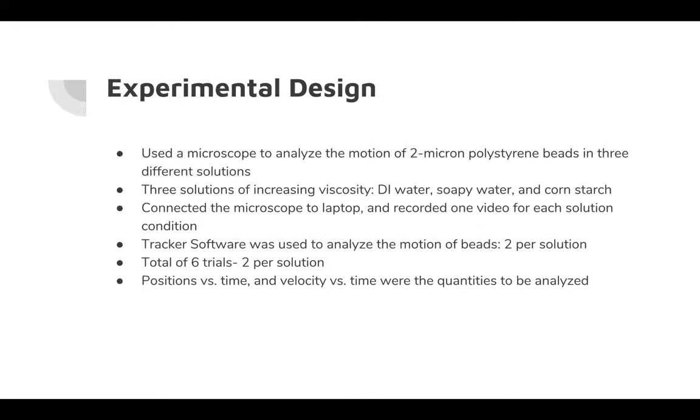In this experiment, we are trying to use a microscope to analyze the motion of 2-micron polystyrene beads in 3 different solutions. Those solutions are DI water, soapy water, and cornstarch. They all have different viscosities. Here we are trying to connect the microscope to the laptop in order to record what is happening for each solution. With the tracker software, we are analyzing 2 beads per solution so that we can find position versus time and velocity versus time graphs.